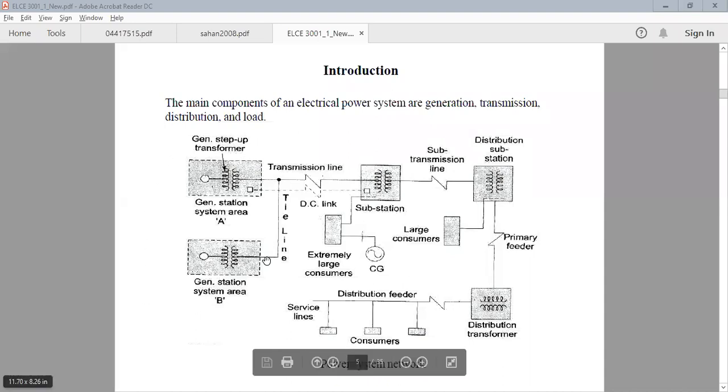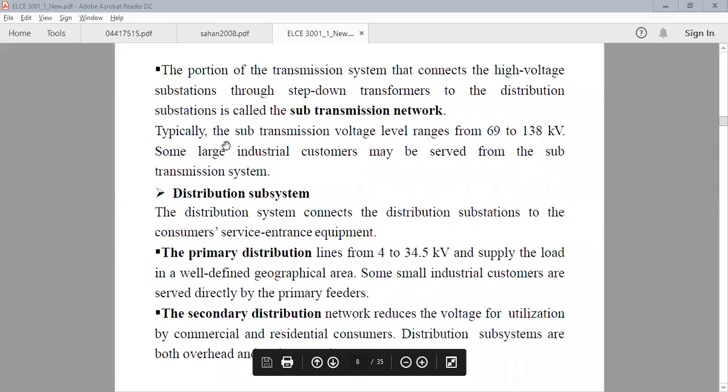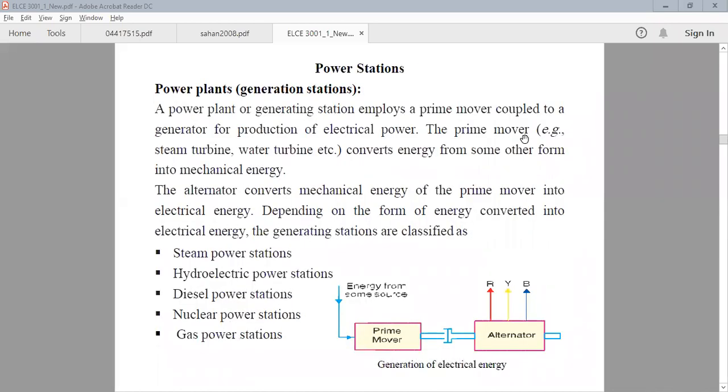On the generation side, from now on we will call this side power plants. Generation stations, big stations, we call them power plants. So in power plants, mainly we have a generator.